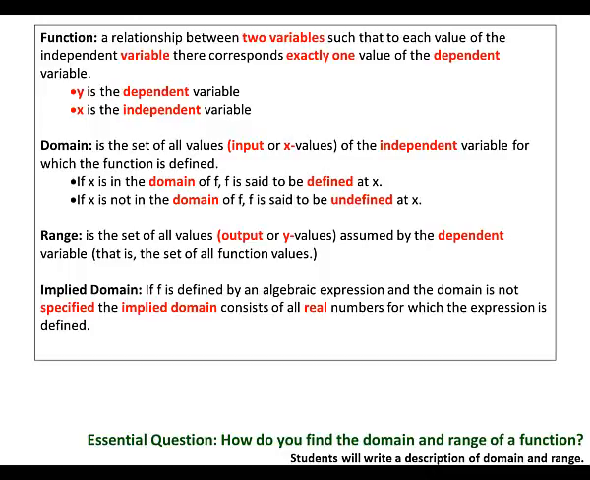Range is the set of all the values of the dependent variable, the values of the function. Implied domain: if f is defined by an algebraic expression and the domain is not specified, the domain consists of all real numbers for which the expression is defined. So if they don't tell us what the domain is, we assume it's all real numbers, unless there's something that would put a restriction on the domain. Square root functions put a restriction on the domain because there are values that are undefined. Okay, so that's the only time when we have an implied domain. Last period in zero period we had an implied domain that popped up, okay, with a radical function.